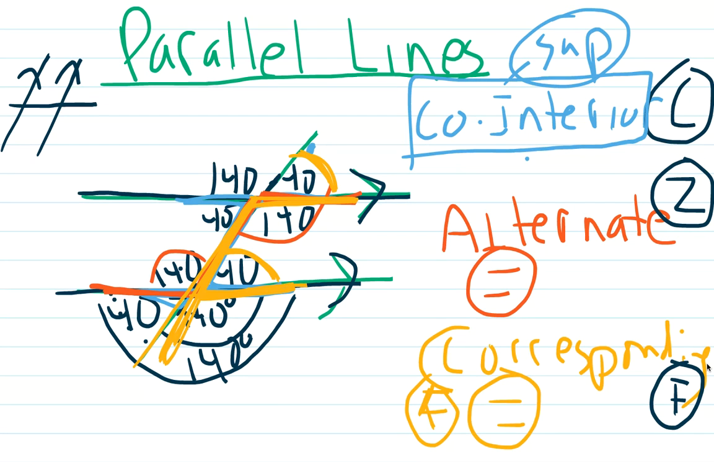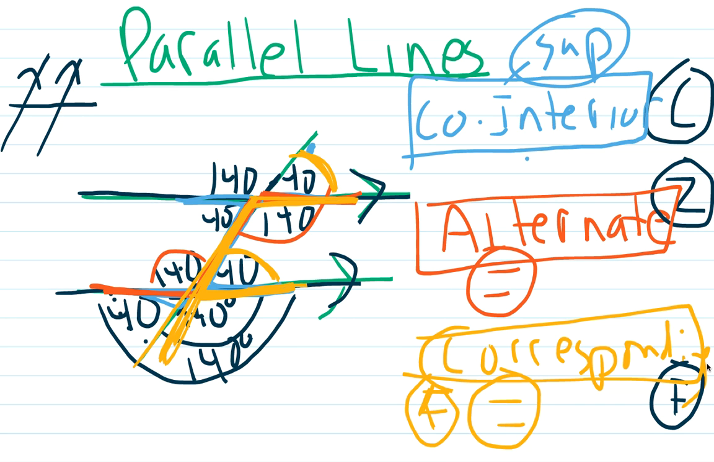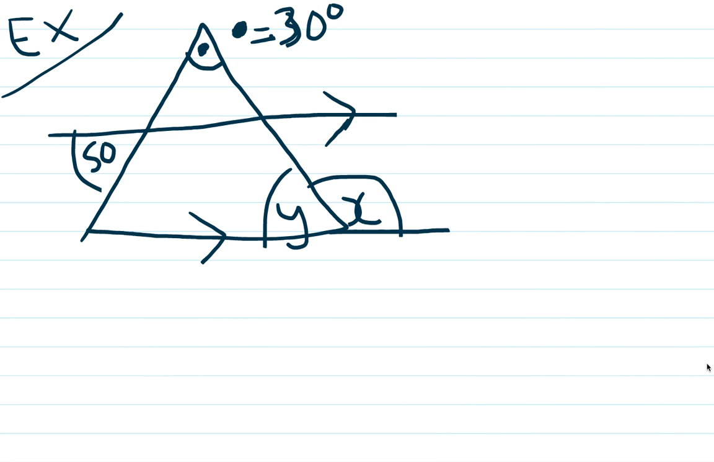So in a transversal, you have 3 types of angles. You have corresponding pairs of angles. You have co-interior pairs of angles. They add to 180, and you have alternate angles, the Z pattern, which are equal. Okay, folks? So you can go back over this later. I know this is a long video.